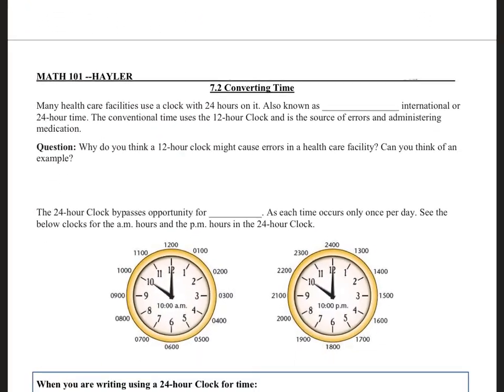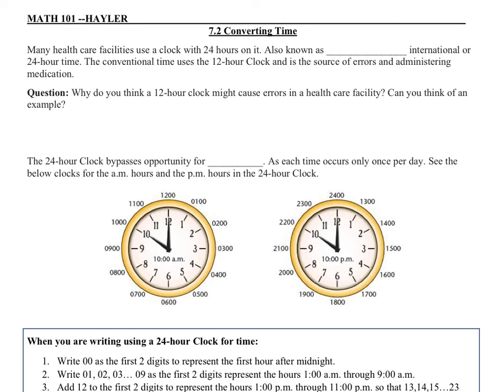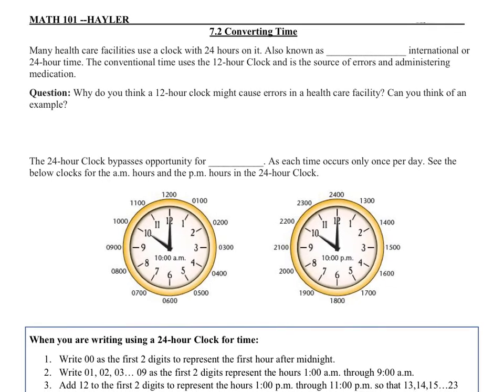Alright, moving on. Converting time. As usual, there are different ways to do things. For converting time, many healthcare facilities use a clock with 24 hours on it, also known as military time, military international, or 24-hour time. The conventional time uses the 12-hour clock, so that's how most of us tell time. You know, like 1 o'clock, 2 o'clock, 3 o'clock. And it is a source of errors in administering medication.